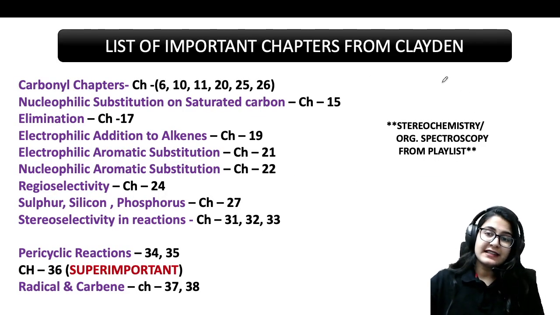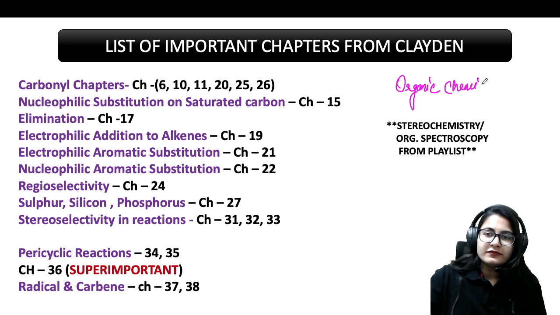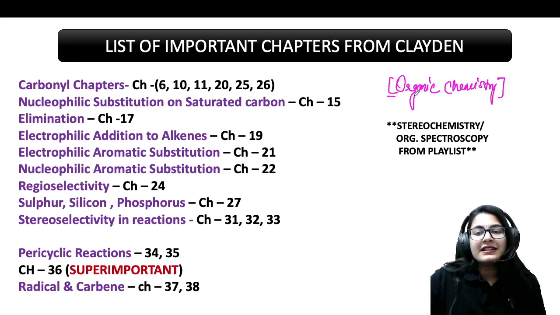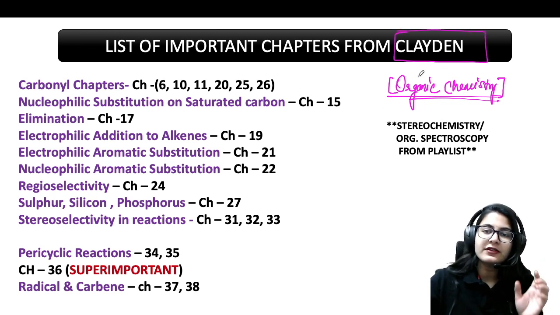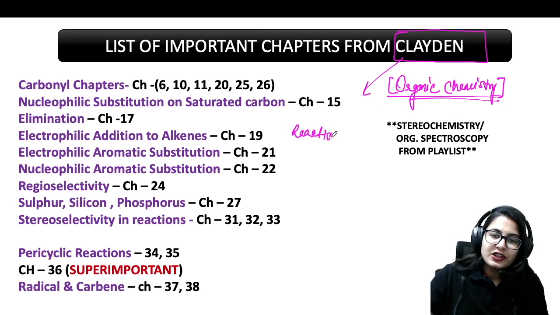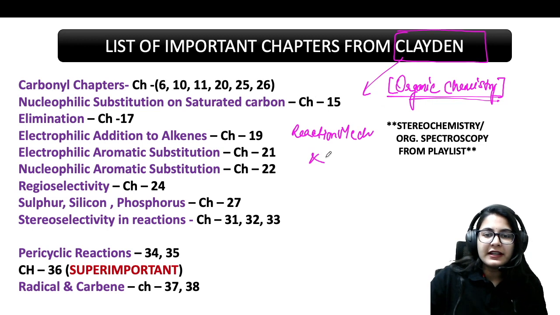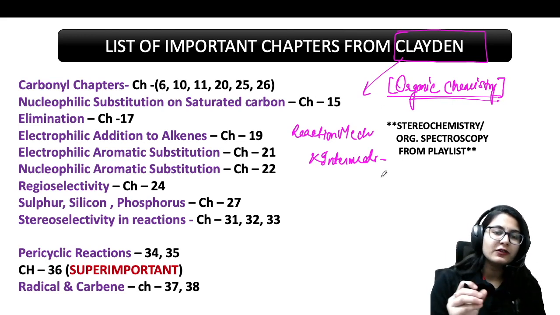Now, first of all, guys, let's start with organic chemistry. This time I have plotted the important chapters for all of you with a lot of clarity over here. So, the list of important chapters from your Clayden, right? What are you supposed to do from Clayden? First of all, guys, Clayden is very good for the unit reaction mechanism and reactive intermediates. It is basically for that. And which chapters selectively you have to do, that also I'm going to tell you.